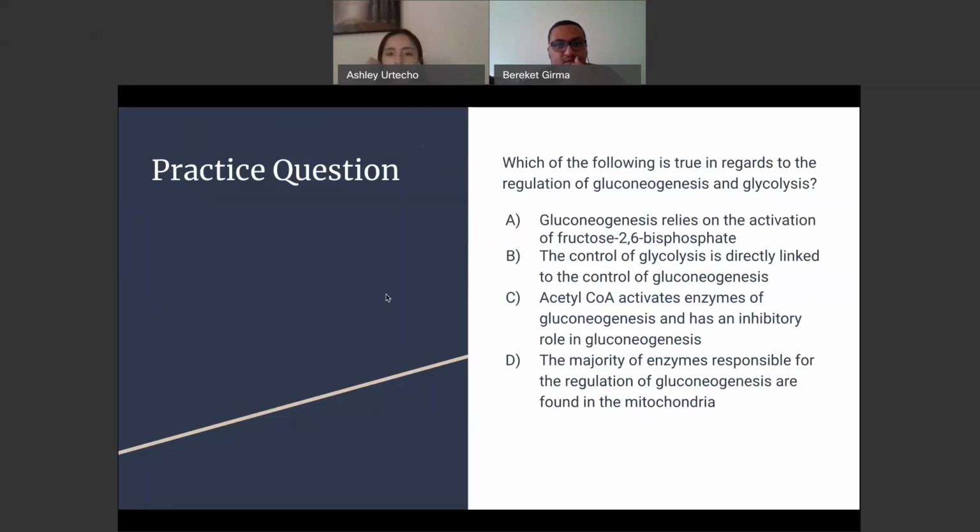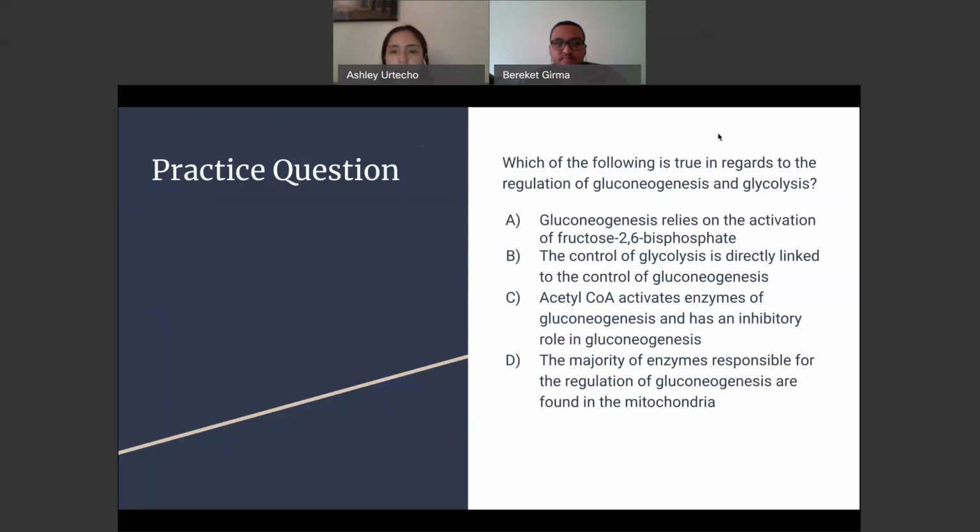Okay, so A is wrong because, like I said, gluconeogenesis relies on the inhibition of fructose 2,6-bisphosphate. But did we mention acetyl-CoA? Oh, no, we didn't. I just wanted you to see why A, B, and D would be wrong. B, the control of glycolysis is indirectly linked to the control of gluconeogenesis, right? So it's either one or the other. It's not direct. That one is false. And the majority of enzymes responsible for the regulation of gluconeogenesis are actually found in the cytoplasm, not the mitochondria.